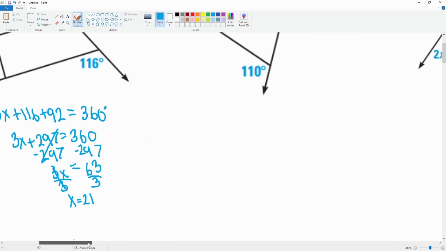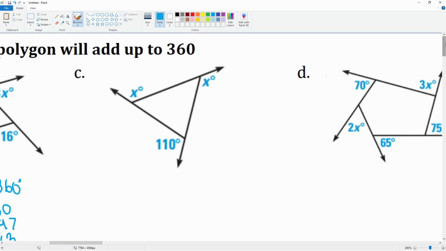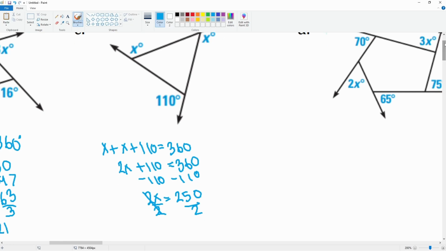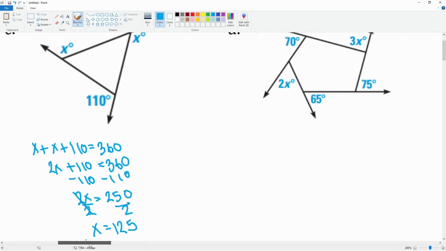All right, and C. x plus 110 is equal to 360 degrees. Combine some like terms. That is 2x plus 110 is equal to 360. Subtract 110 from both sides. You get 250. So 2x here is equal to 250. Divide by 2 on both sides. This does cancel, 2 over 2 becomes 1. So x is equal to 250 divided by 2, x is equal to 125.